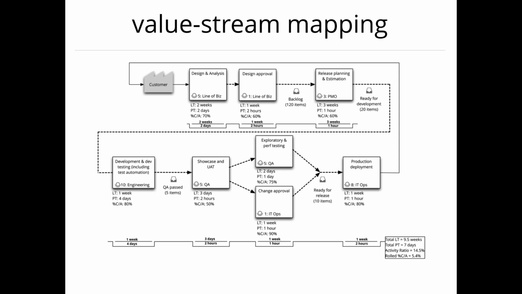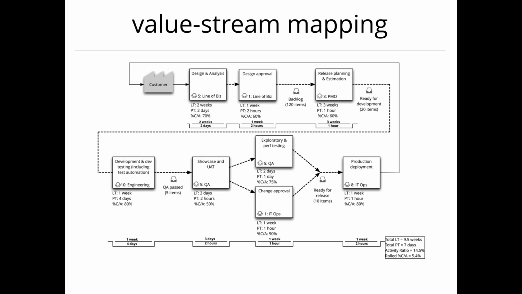And what we do in value stream mapping is we look at a particular value stream. There's many value streams in every enterprise, but the one that we care about typically from the point of view of software development is the product development value stream, which goes from a customer request for a new feature or for a bug fix through the process of designing and analyzing the new product or the new features we're going to add to a product, getting approval for that, doing release planning, going through development, showcasing, and then doing various kinds of testing before we go into production.